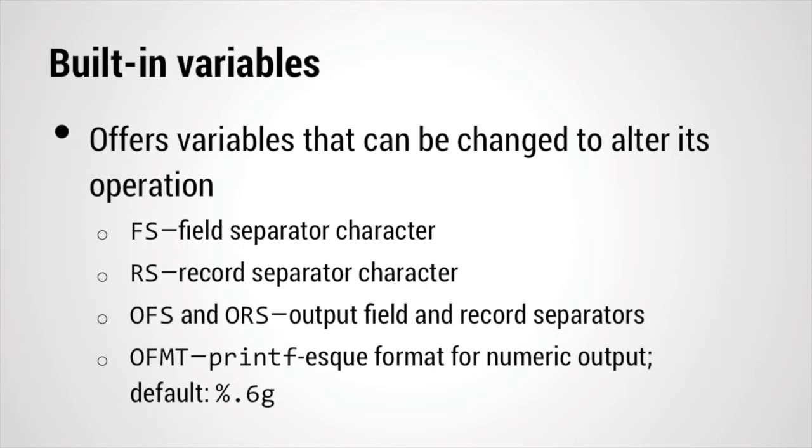Then there are OFS and ORS, which are the output equivalents of FS and RS. The default for OFS is a space character, while ORS defaults to a newline. Then finally, we have OFMT, output format, which is the format used for numeric output from awk. The value for this should be something that you would use in a traditional printf function, and you can see the default value there.